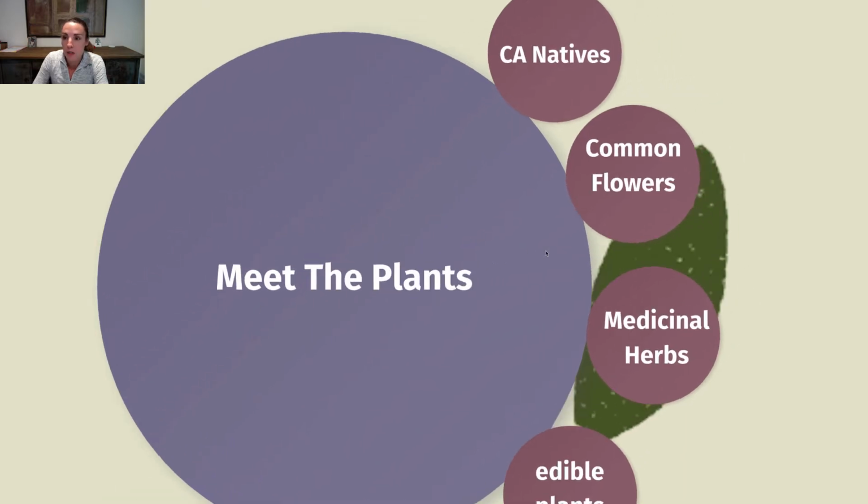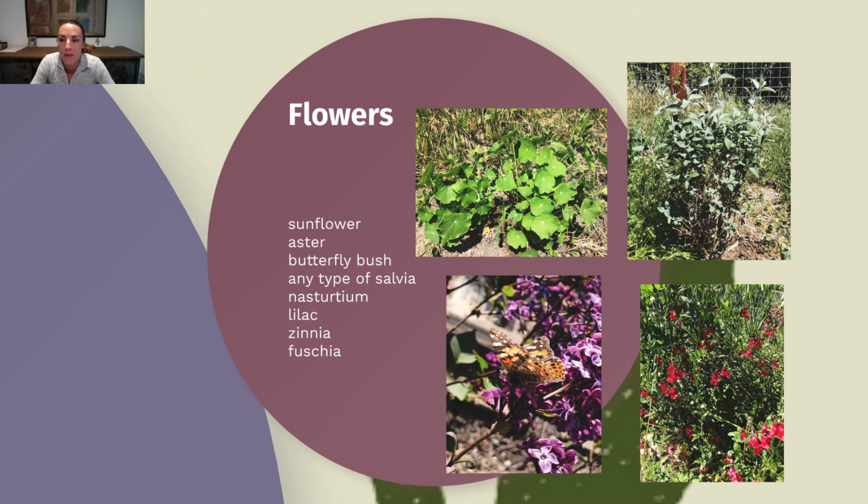Okay, so common flowers, a lot of these common flowers you'll see in people's gardens, and once again, not all of them are blooming in my garden because they bloom at different times. But sunflower is the biggest one. I mean, the bees just adore the sunflower. They will spend hours on the sunflowers. Asters, butterfly bush, any type of salvia. Salvias are in the sage family, and there's just a wide array of salvias.